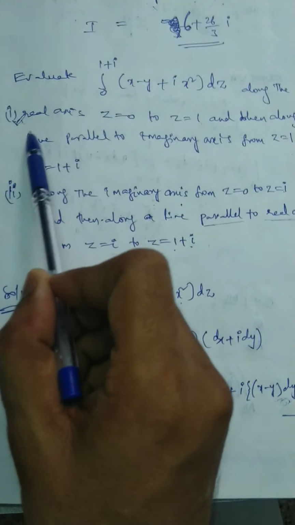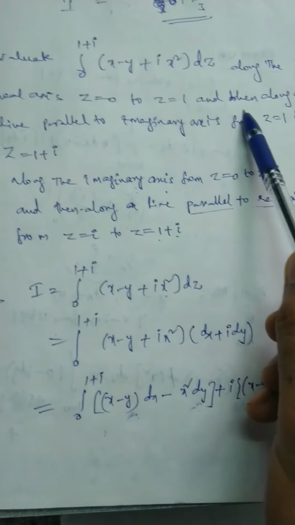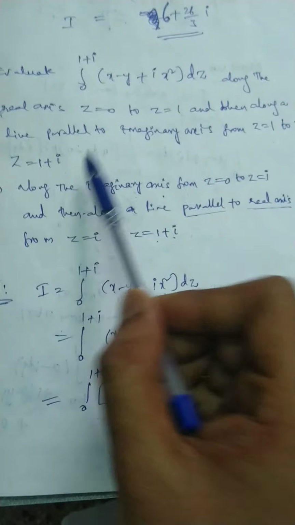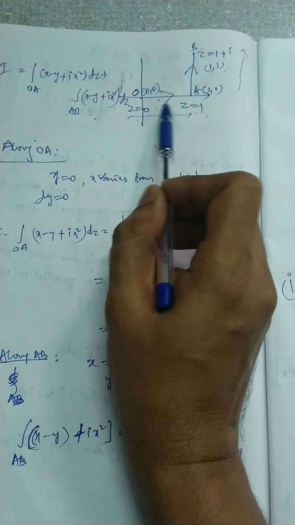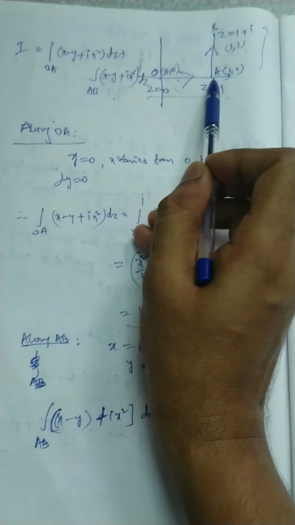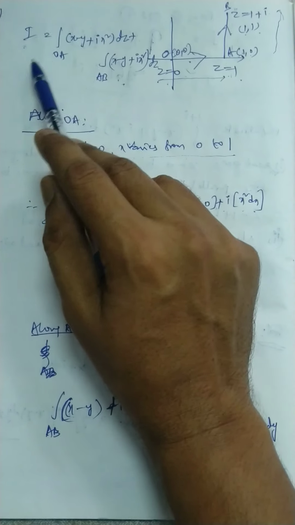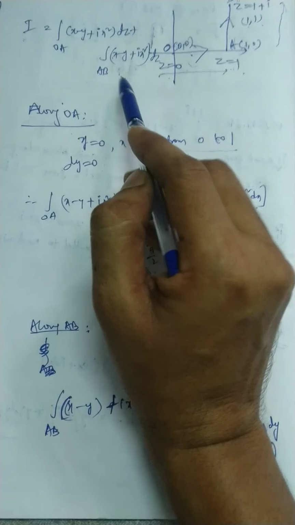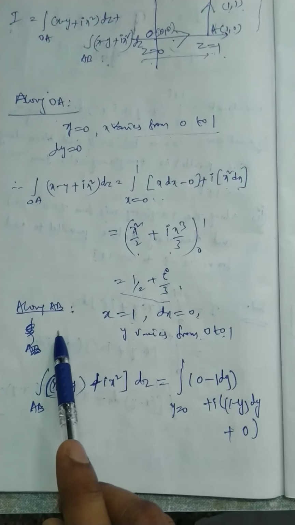Now according to our given problem, z equal to 0 to z equal to 1 along the real axis, and then along a line parallel to the imaginary axis from z equal to 1 to z equal to 1 plus i. So that can be seen here in the diagram. You can see z equal to 0 to z equal to 1, and then from z equal to 1 to z equal to 1 plus i. So our integral will be written as the sum of two integrals. So we have to evaluate the integral along OA and we have to evaluate the integral along AB.